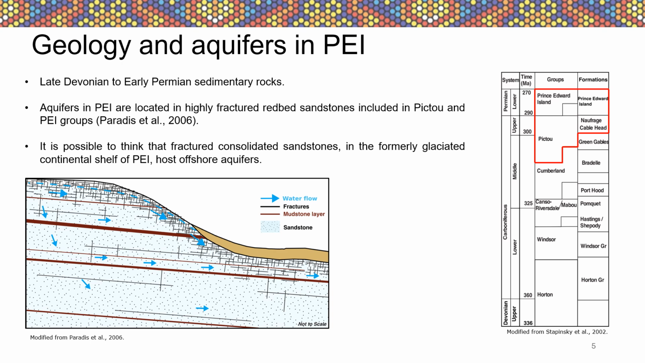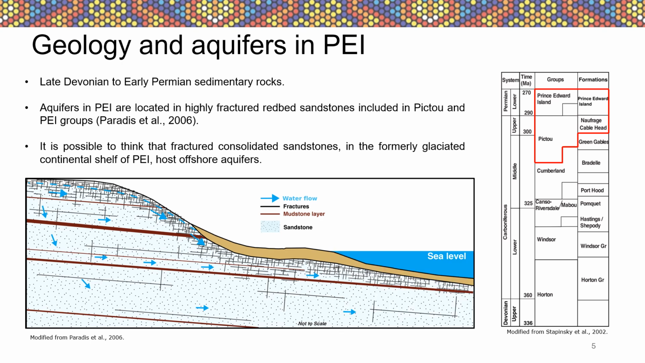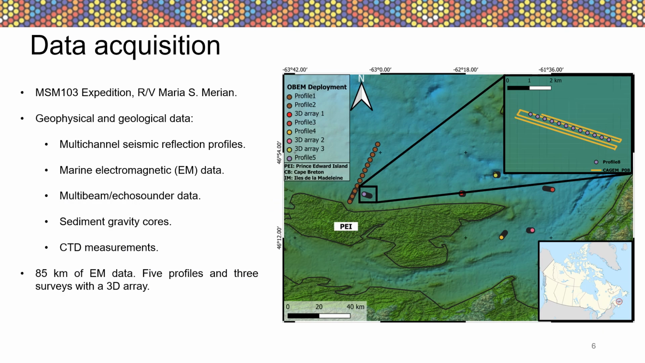Also, some superficial sediments are present on the island. Offshore wells identify the presence of the Naufrage Formation in the Gulf of St. Lawrence. Therefore, it is possible to think that offshore fractured consolidated sandstone host offshore aquifers. To test this idea, in 2021, we acquired geophysical and geological data offshore PEI in the Gulf of St. Lawrence. Among all the data collected, my project is based on the marine electromagnetic data.